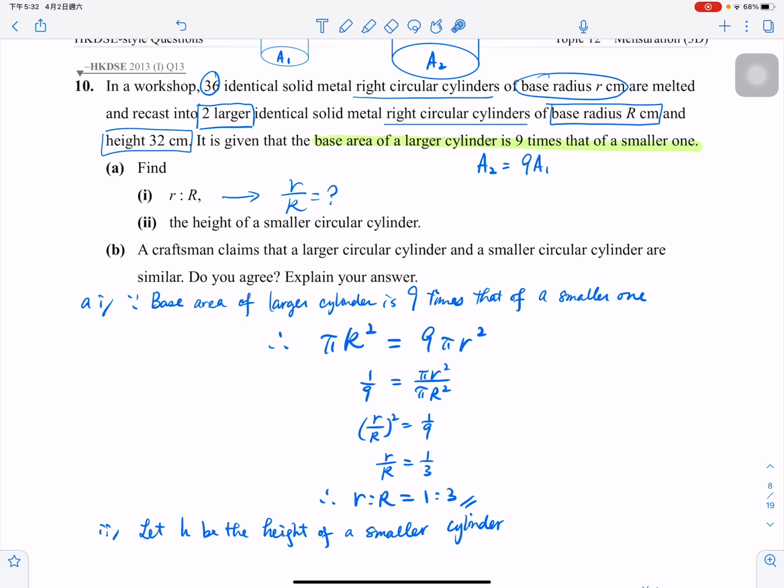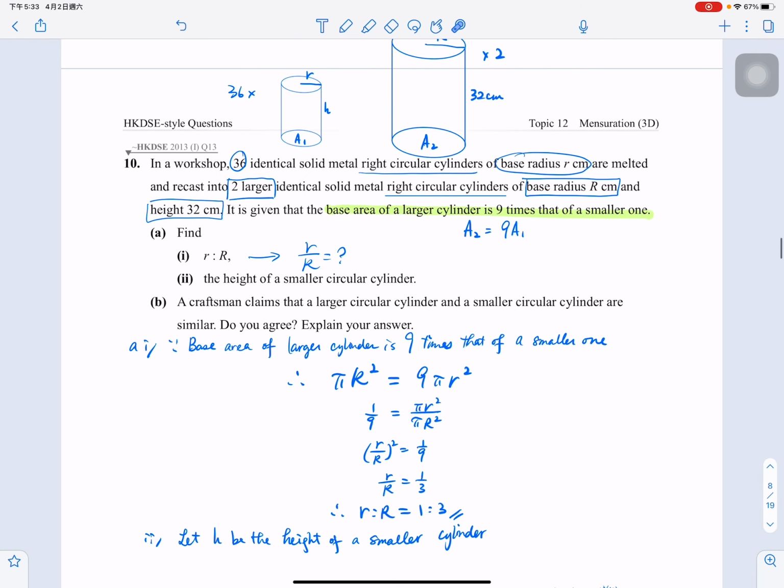Okay, 1 over 9, πr² over πR². Small r in the numerator, big R in the denominator, because I want to find this one. After simplifying, R over R, taking square roots, gives 1 over 3. That means the ratio of the smaller r to the big R equals 1 to 3. Great, we find the ratio between the two radii now.